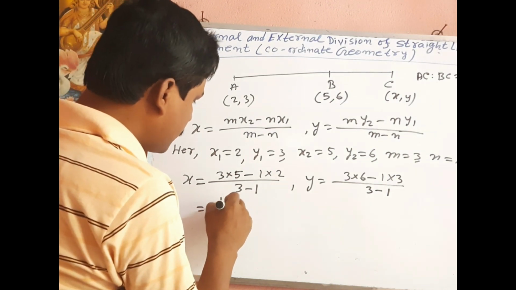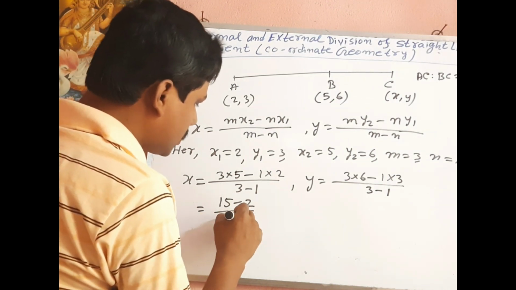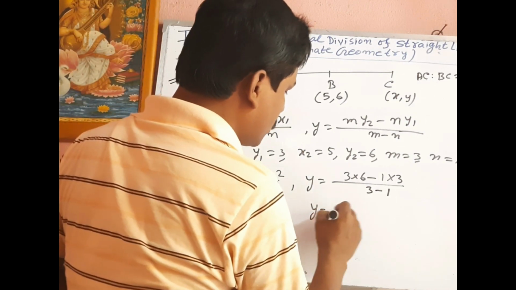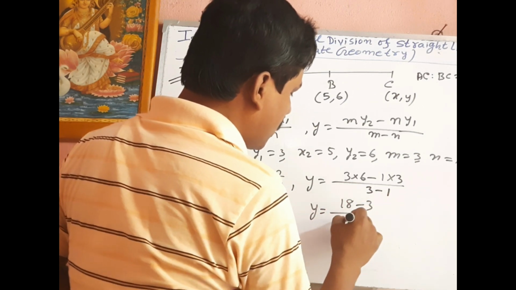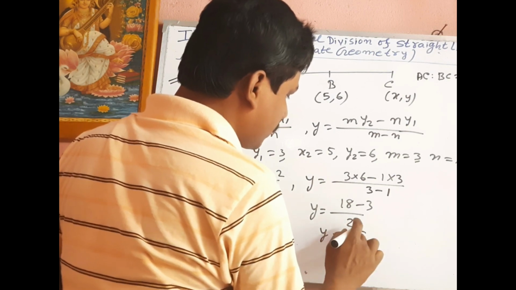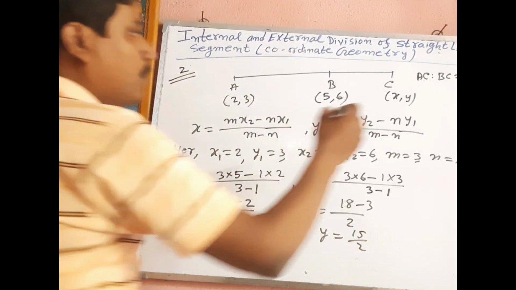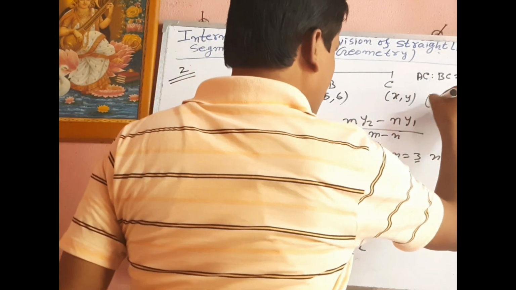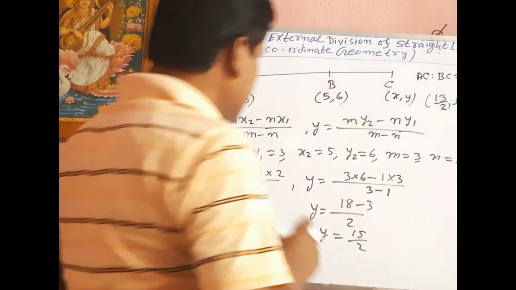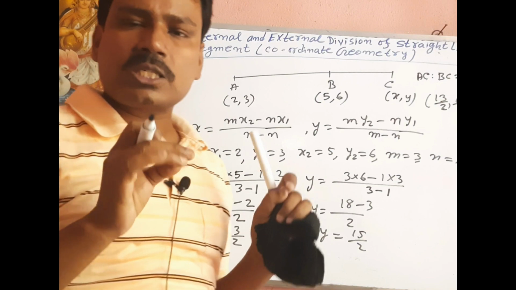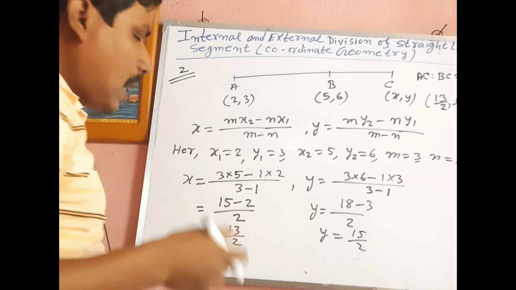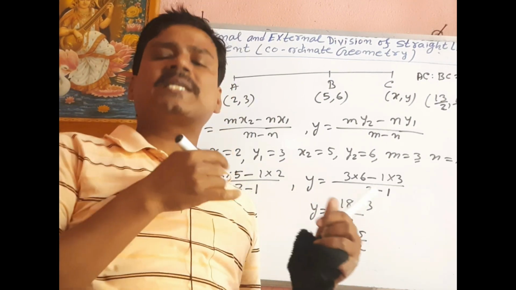So calculating, we get x is equal to 15 minus 2 divided by 2, that is 13 by 2. Here y is equal to 18 minus 3 by 2, that is 15 by 2. So the coordinate of C is (13/2, 15/2). This is the coordinate of C. By using the external division formula, we find the coordinate of C. Now this is the completion of example 2.